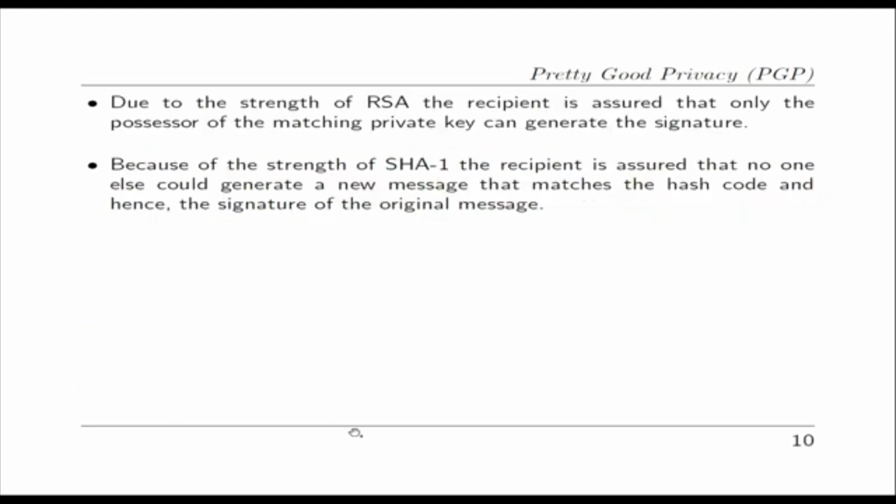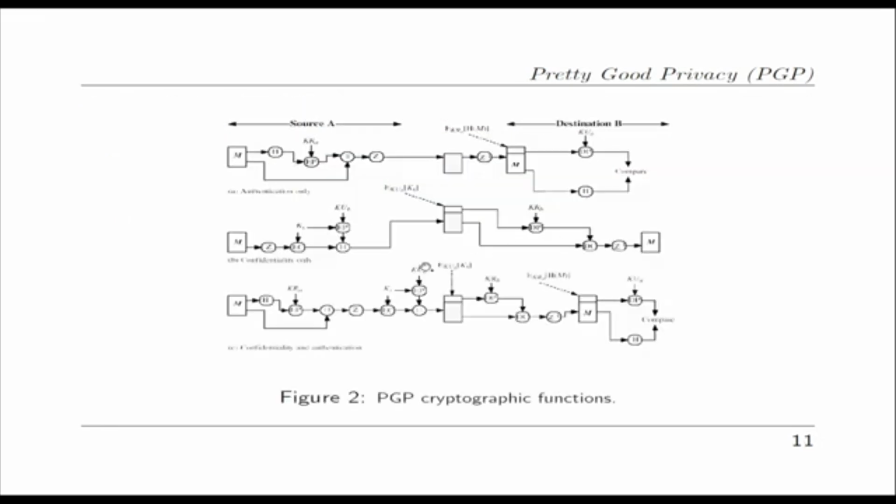Due to the strength of RSA, the recipient is assured that only the possessor of the matching private key can generate the signature. And because of the strength of SHA-1, the recipient is assured that no one else could generate a new message that matches the hash code, and hence the signature of the original message. This relates to the birthday paradox or birthday attacks, and to collision resistance. It is very difficult to generate another message having the same hash value. That is collision resistance.